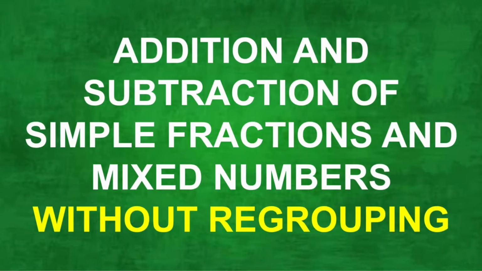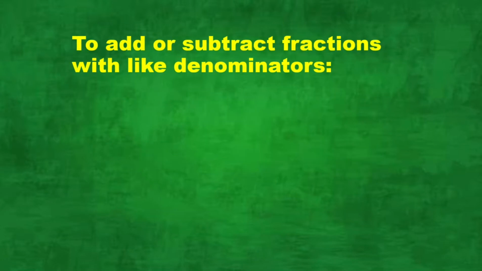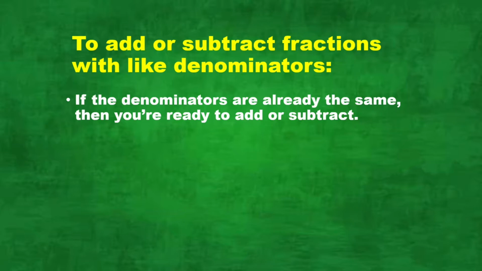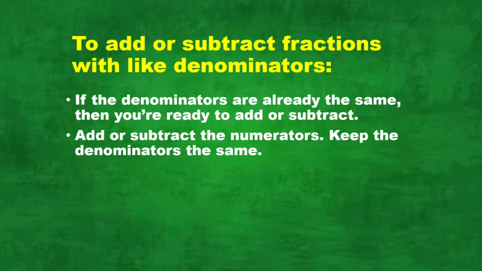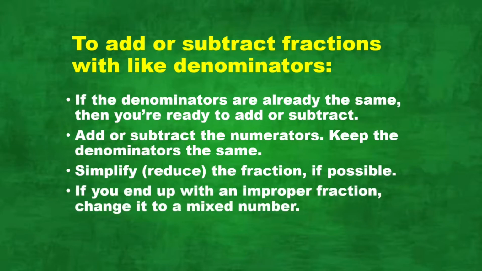Let us first have without regrouping. How do we add or subtract similar fractions without regrouping? To add or subtract fractions with like denominators, if the denominators are already the same, then you're ready to add or subtract. Add or subtract the numerators and keep the denominators the same. Simplify or reduce the fraction if possible. If you end up with an improper fraction, change it to a mixed number.